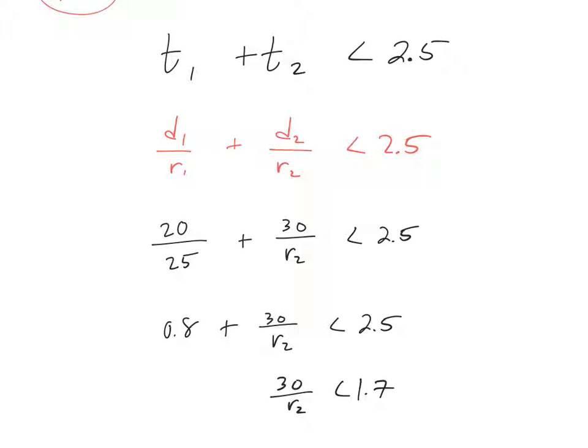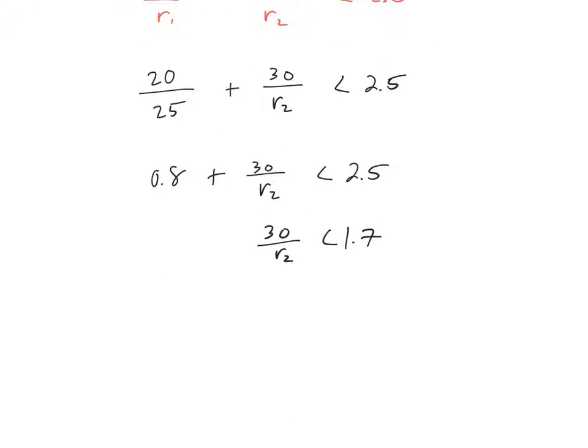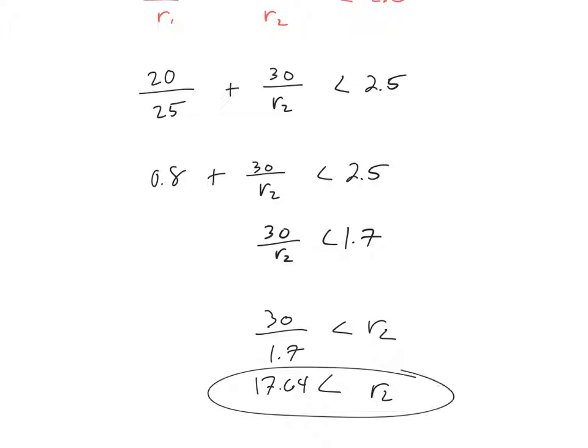How do we get R2 by itself? We've done this a couple times. Yeah, multiply by R2. How do I get rid of the 1.7? Divide by 1.7. So this is what the last line will look like. It'll say 30 over 1.7 less than R2. The final statement will say this, 17.64. If I read this final statement, it says R2 is greater than 17.64. What's the nearest integer greater than that? 18. So the rate must be at least 18 miles per hour.